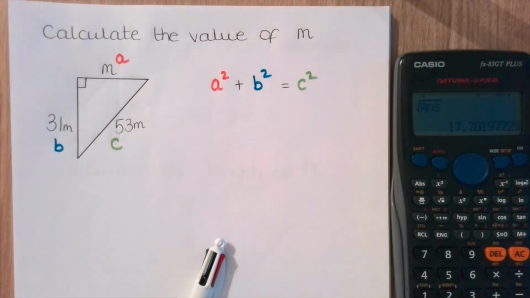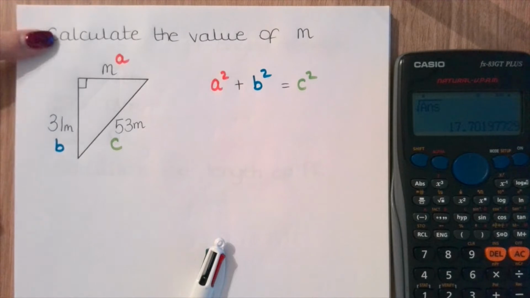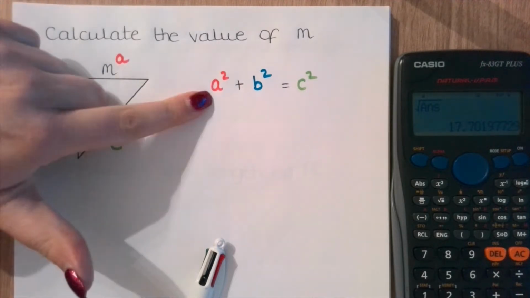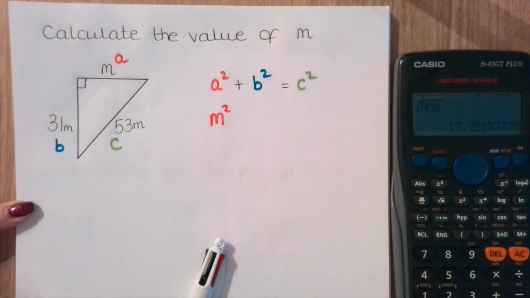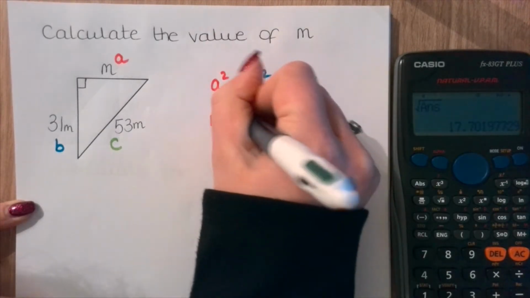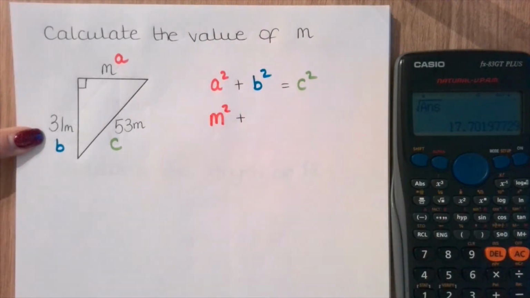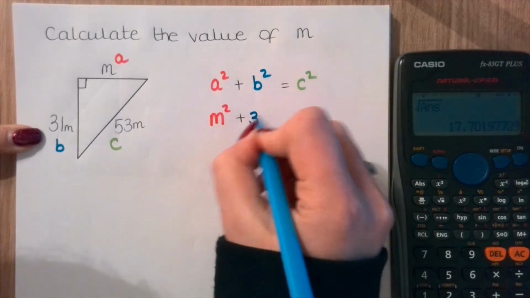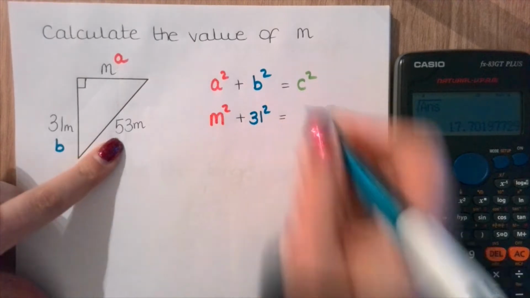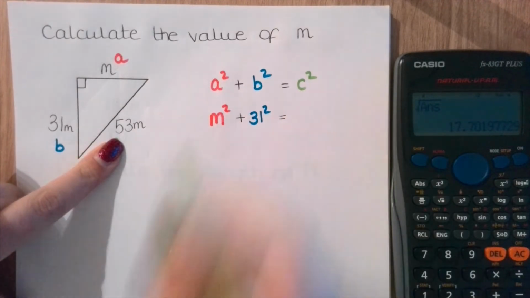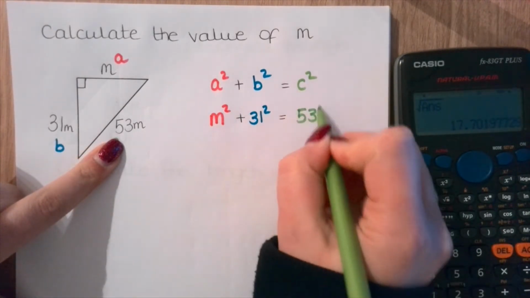And then I can start substituting in my values. M is what I'm looking for, calculate the value of M. M is the value of A this time, so M squared plus B is 31, so 31 squared, and that must be equal to C squared, so 53 squared.